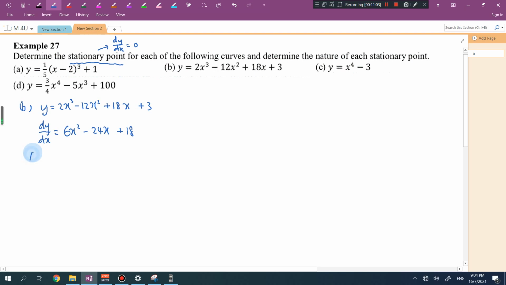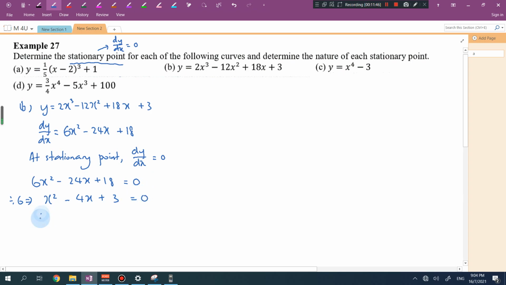Okay, at a stationary point, we know that dy by dx is equal to 0, right? This whole thing is equal to 0. 6x squared minus 24x plus 18 is equal to 0. So if you want to make the numbers smaller, you can divide this whole equation by 6. So you get x squared minus 4x plus 3.